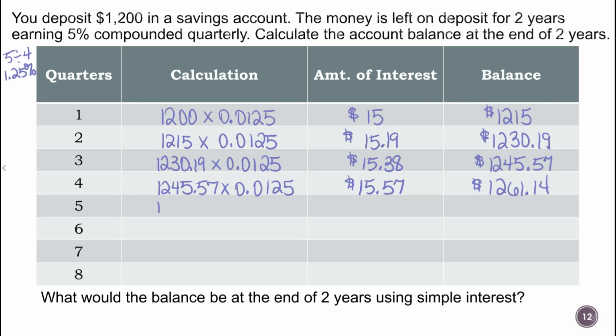1261.14. And then we calculate on that amount, 1261.14. Our periodic rate, remember that is our interest rate divided by the number of times it compounds. We're on step number 5, that's 1576. Add that to our former balance, and we're at 1276.90. We calculate on 1276.90 for calculation number 6.